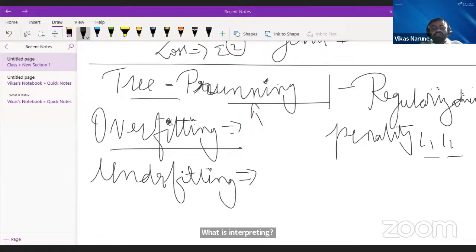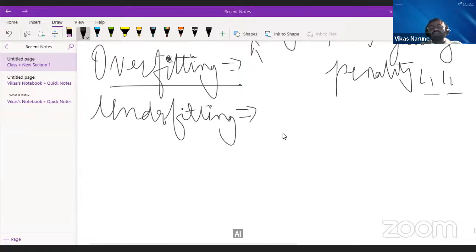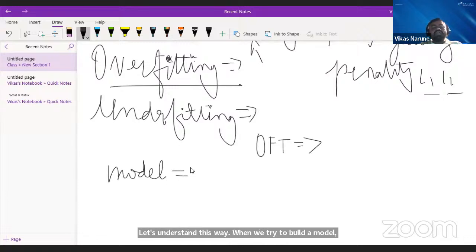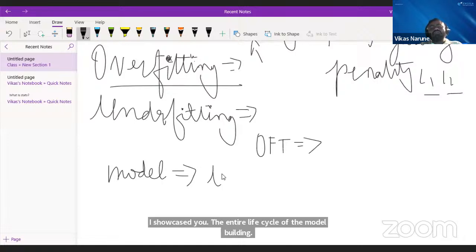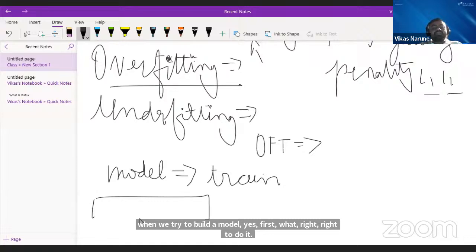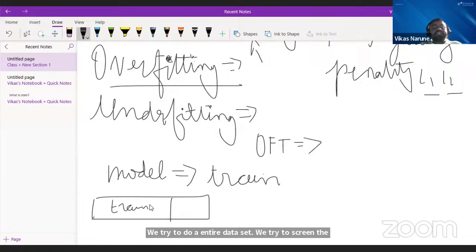All right, guys. So without wasting time, let's understand what we mean by overfitting. Let's understand this way. When we try to build a model, I showcased you the entire life cycle of model building. First, we try to split the entire data set. Some major portion will be provided to the training, and some portion will be kept in the testing.